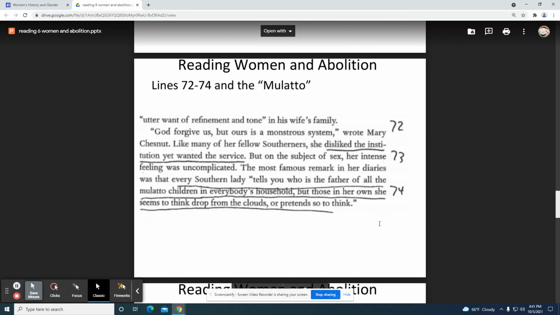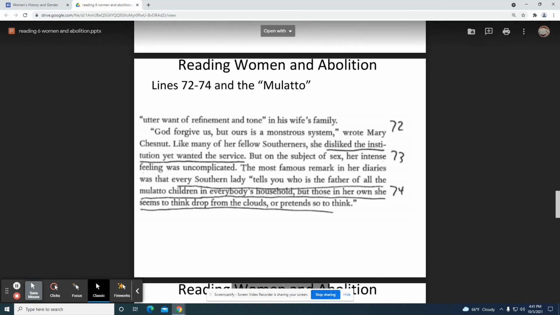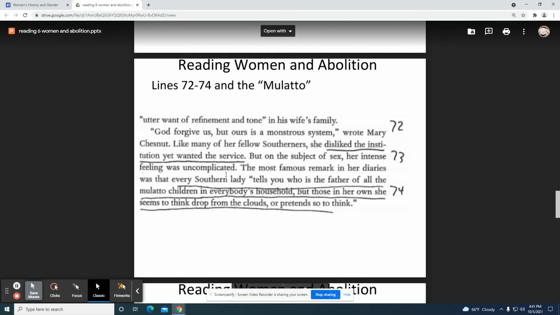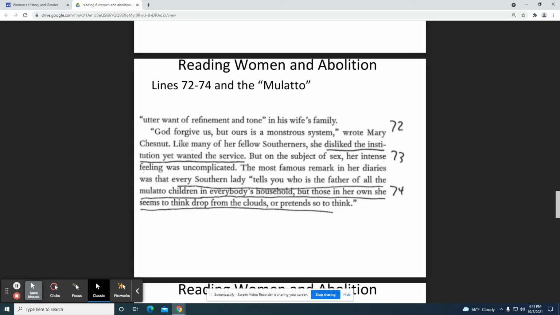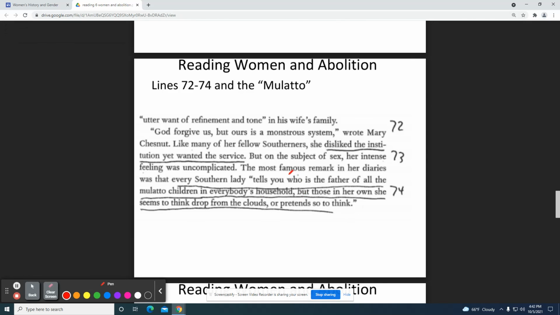And so the question here is whether or not the white women of the South are looking at the institution of slavery. Why do they disagree with it? They're not disagreeing with it for moral reasons. She's recognizing it's a monstrous system, but she's not suggesting it's a monstrous system because it's morally wrong and inhumane, borderline genocidal. She's only concerned about the sexual competition that the female slave represents.